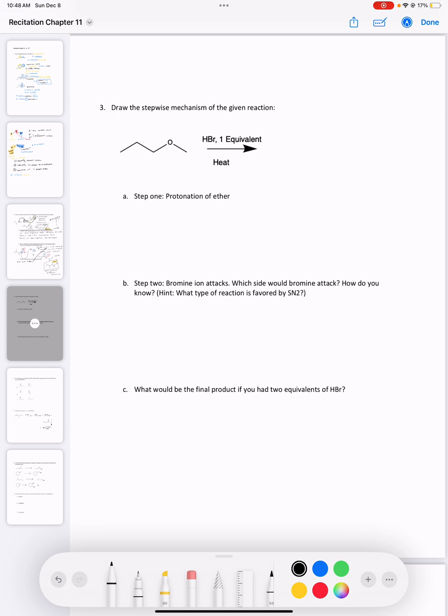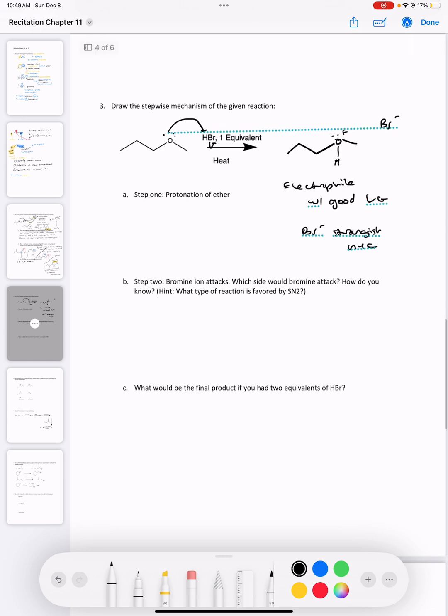Okay, next question. Draw the stepwise mechanism of the given reaction. So this reaction will occur first with acid catalyzed OH, because you have oxygen with acid, and then you get your Br minus, and now this has become a good leaving group. So now what we have here is an electrophile with a good leaving group, and we have Br minus as a strong-ish nucleophile. So now it can attack, and it's likely to go in an SN2 reaction because we have a negative nucleophile and a primary leaving group. So this Br minus is likely to attack here and then kick out this whole leaving group.